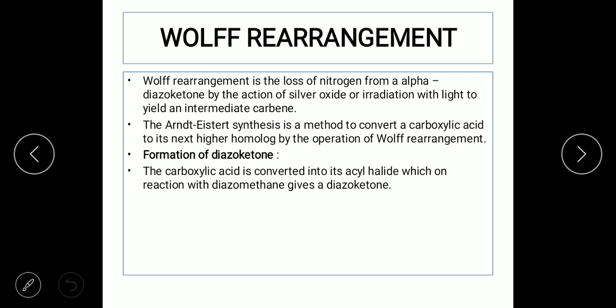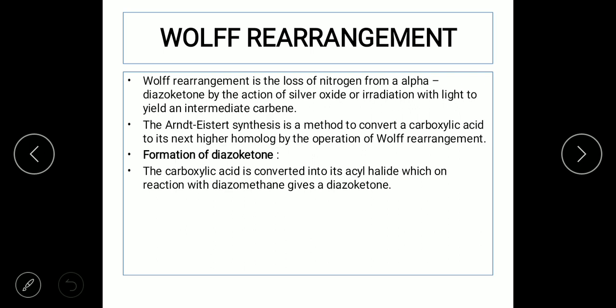Wolff rearrangement is the loss of nitrogen from an alpha diazoketone by the action of silver oxide or irradiation with light to yield an intermediate carbene. The Arndt-Eistert synthesis is a method to convert a carboxylic acid to its next higher homologue by the operation of Wolff rearrangement. Formation of diazoketone.